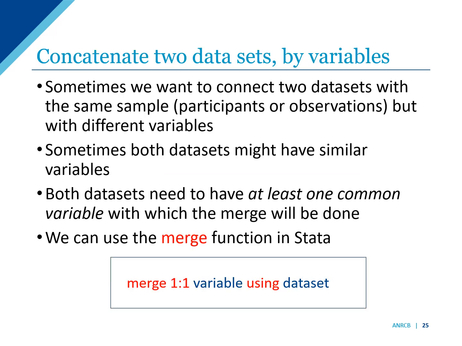In other cases, we may want to connect two datasets with the same sample or participants, but with different variables. Sometimes both datasets might have similar variables, but both must have at least one common variable with which the merge can be performed. We can do this with the merge function in Stata by typing the command merge 1 to 1, then the variable that the datasets share, and then using and the name of the dataset that we will merge with the current dataset we have open.